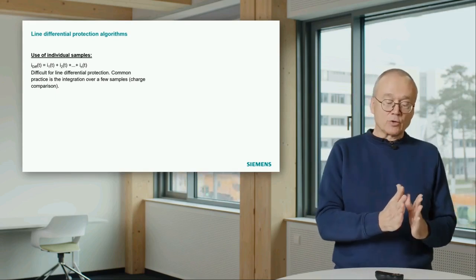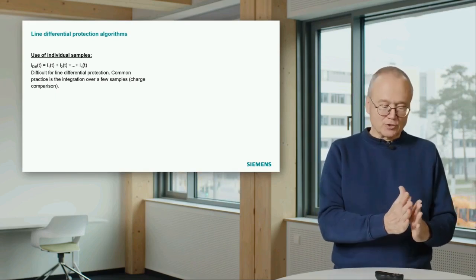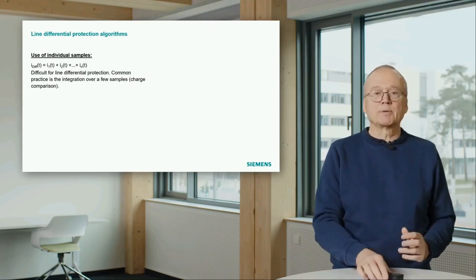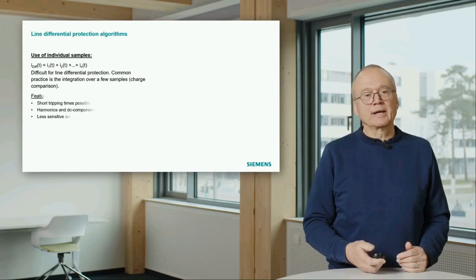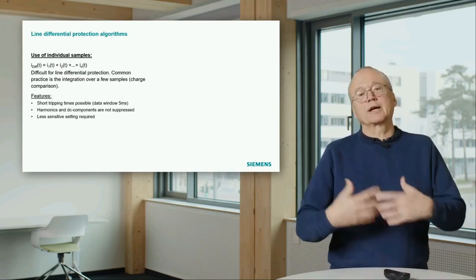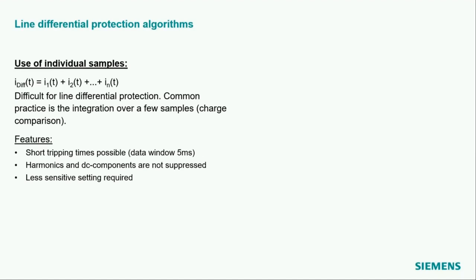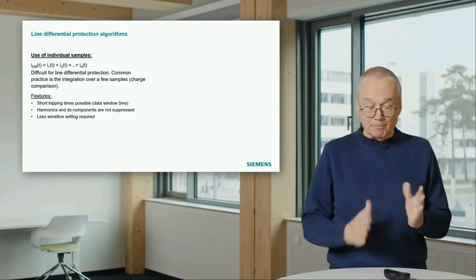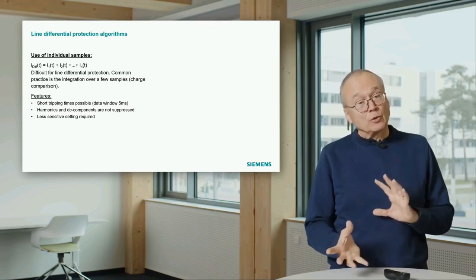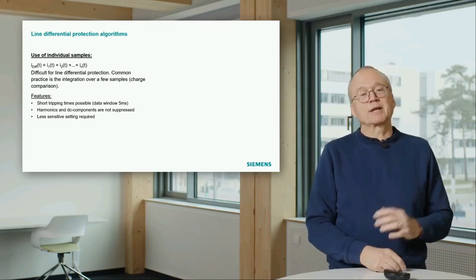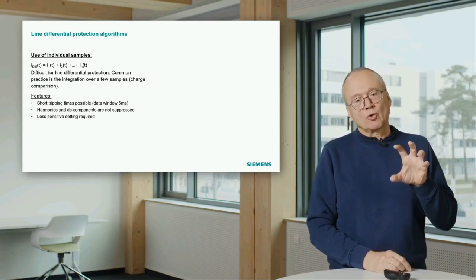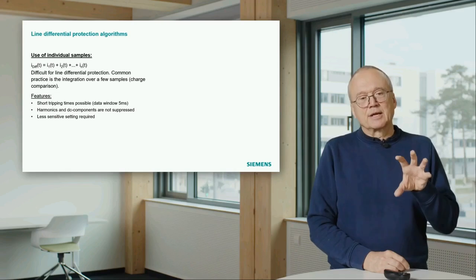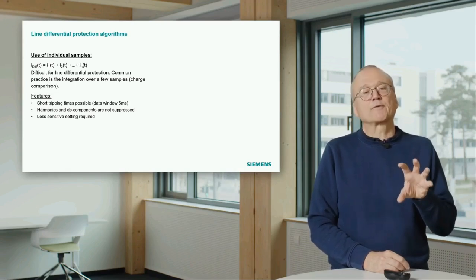The good thing is you don't need any long data windows. That means you collect just data across a few samples, and from that you can then calculate the differential current, evaluate what is the maximum differential current we could have on a healthy line, and if it is higher, you trip. With this algorithm, short tripping time is possible because you need very small data windows. Unfortunately, you cannot suppress harmonics or DC components. So for that reason, these algorithms cannot have the full sensitivity.